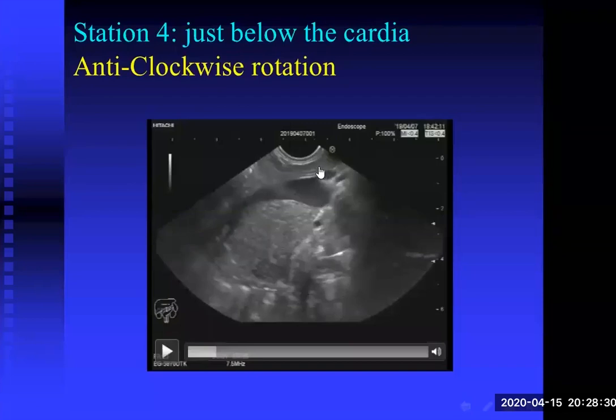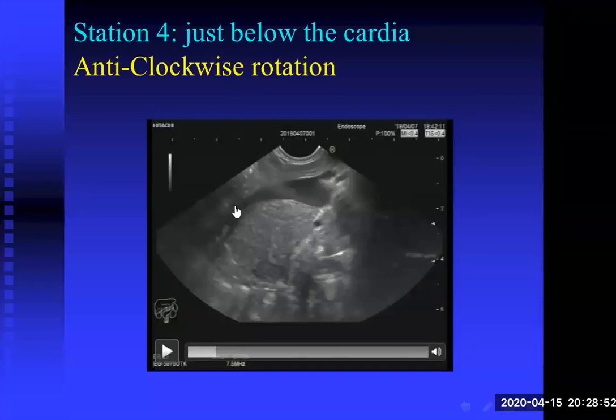Here, this is the region of the neck of the pancreas at the venous confluence. And here, this is the pancreatic head. So this is the pancreatic head, and this is the pancreatic neck. And this is the portal vein going to the liver and the superior mesenteric vein.